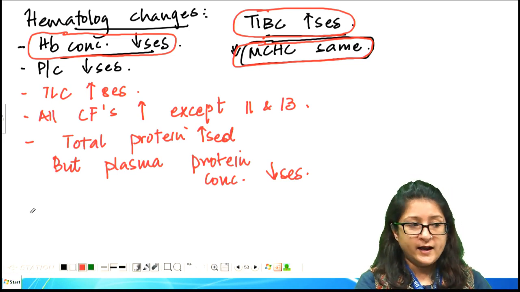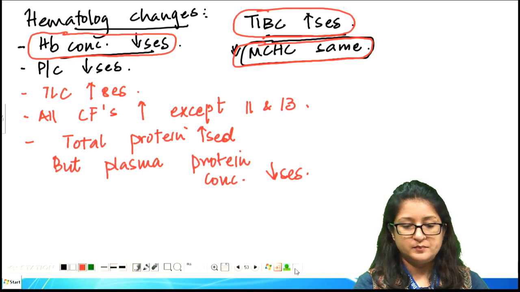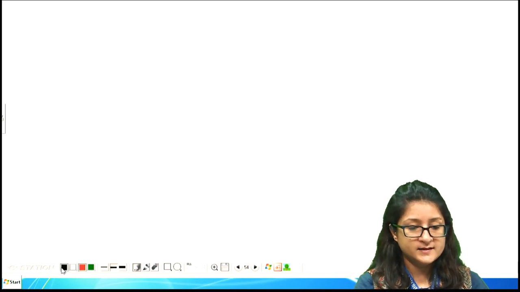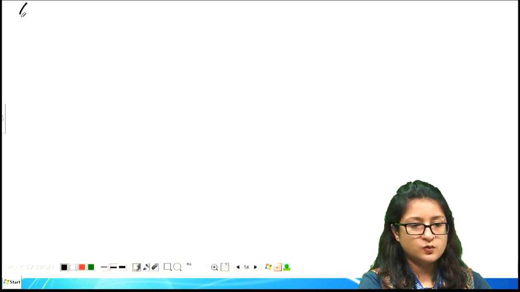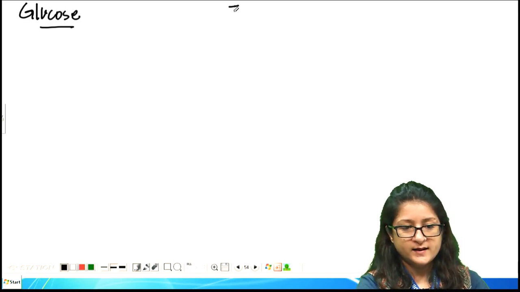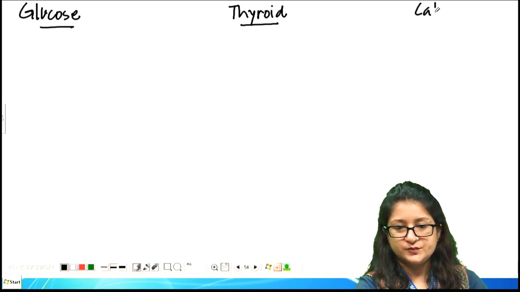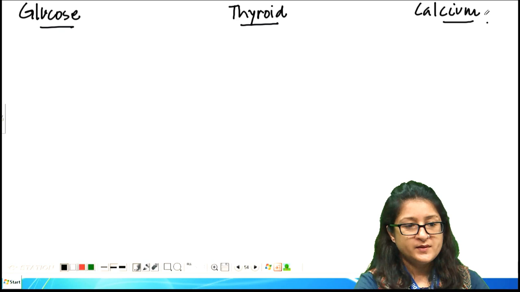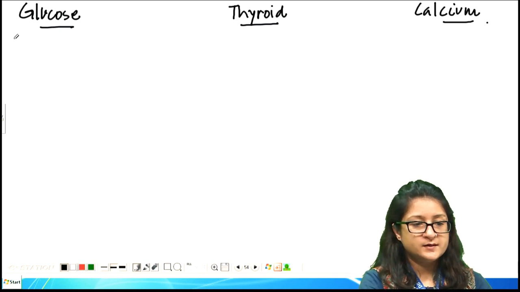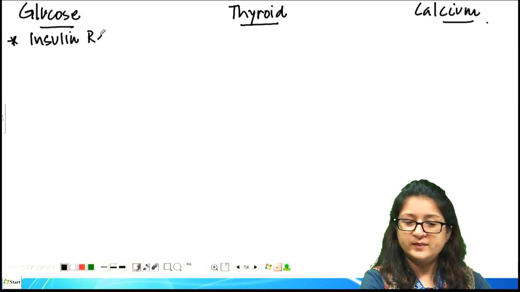All right, now let us just talk about three other more important metabolic requirements, and that would finish our flowchart. One is glucose requirement, one is the thyroid hormone requirement, and one is the calcium metabolism. Okay, so talking about glucose metabolism, an important point is that there is insulin resistance in pregnancy.